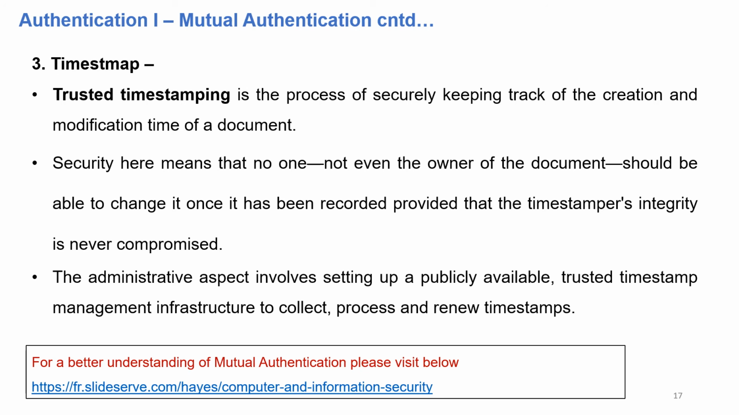Now the last mechanism is your timestamp. What is a timestamp? Basically, a trusted timestamp is the process of securely keeping track of the creation and modification time of a document. So here you are timestamping a particular document with the time that it has been created or modified.